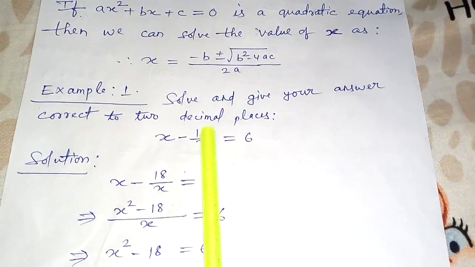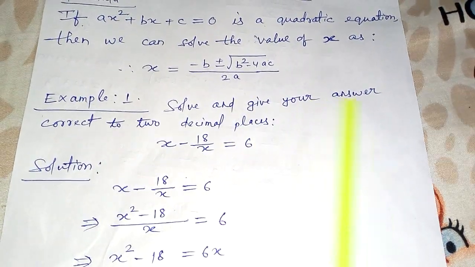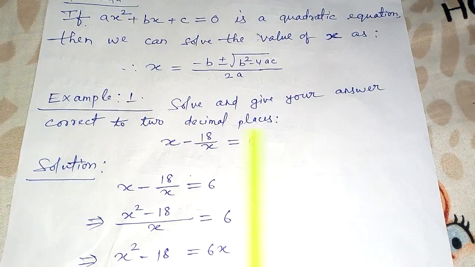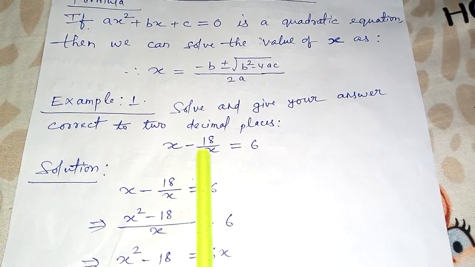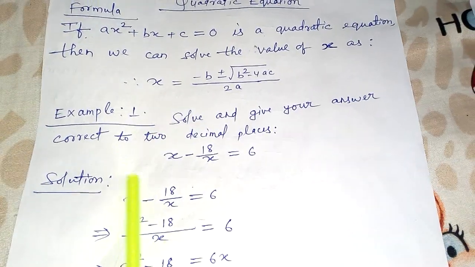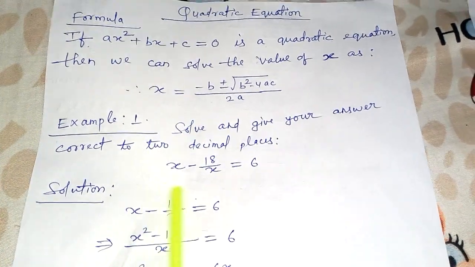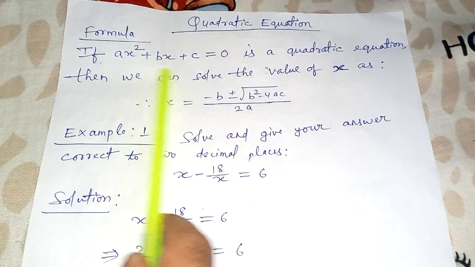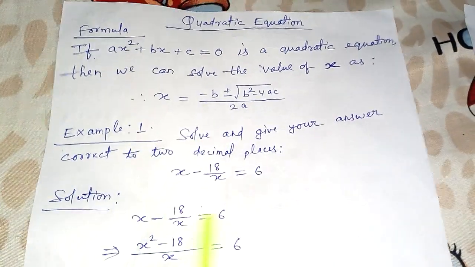As you could see, the question says solve and give your answer correct to 2 decimal places, and the question is x minus 18 by x equal to 6. Now you see this question. It does not look like a quadratic equation.